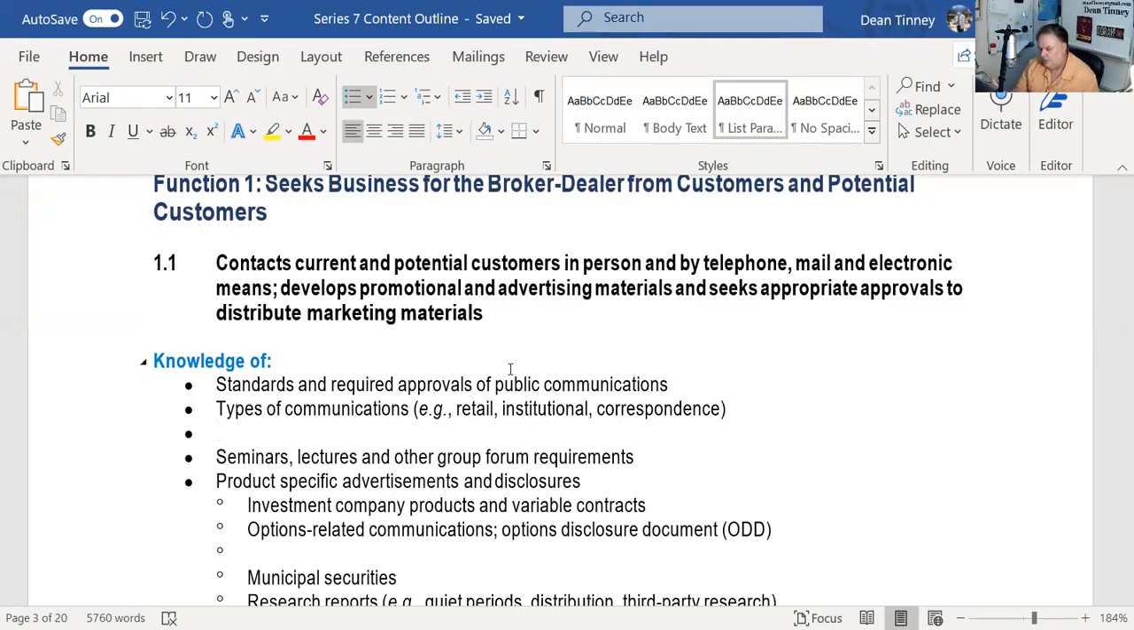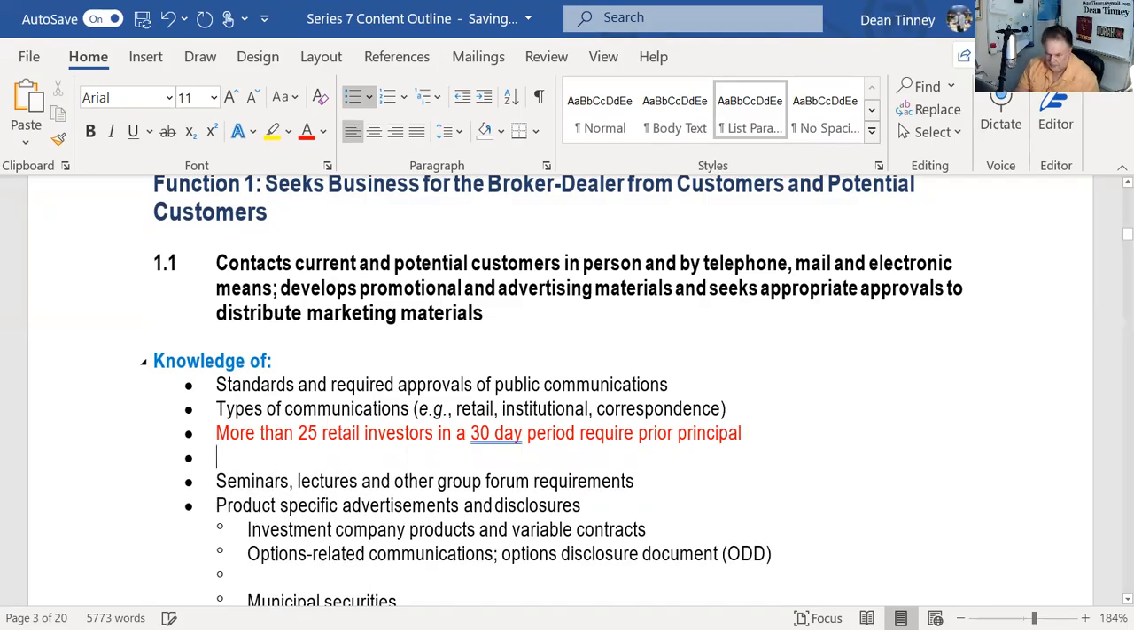We're not worried about institutional communication because institutional investors are capable of protecting their own assets, right? We're concerned with retail. So if this thing is going to more than 25 retail investors in a 30-day period, it's going to require prior principal approval. Pre-distribution is what we mean by that. And if it's going to fewer than 25 retail investors, that's called correspondence. And there, the principal can do it anytime he'd like, pre or post distribution. And so that's kind of how we're going to do it.